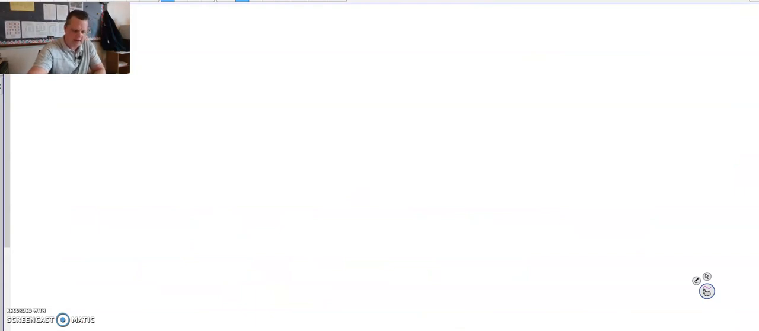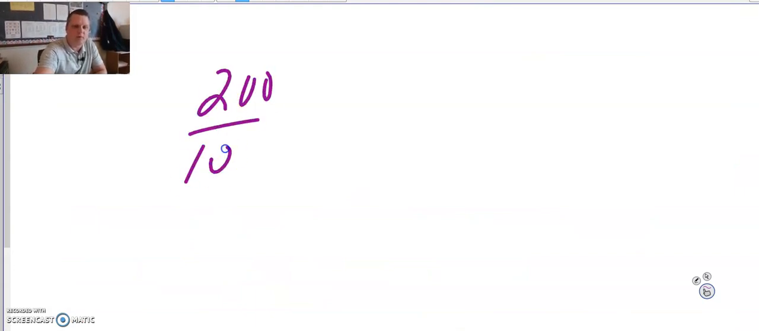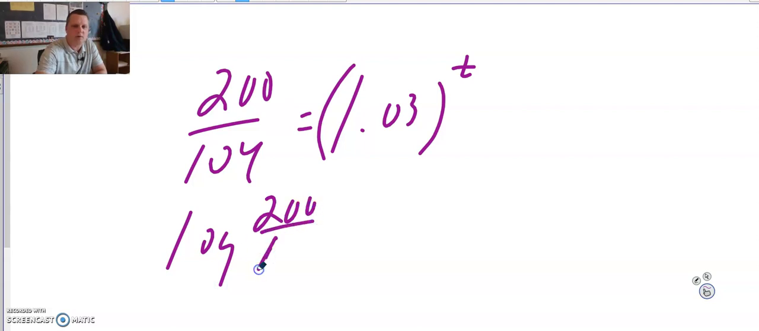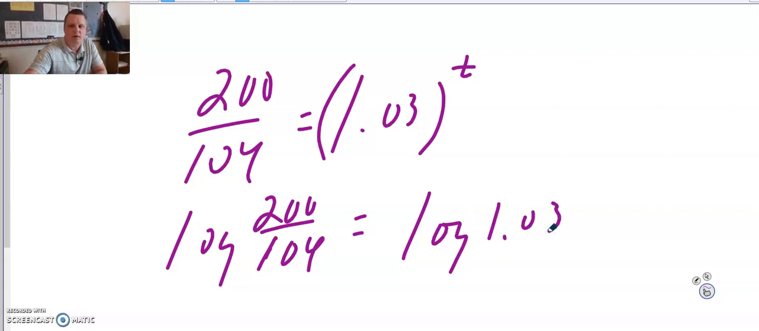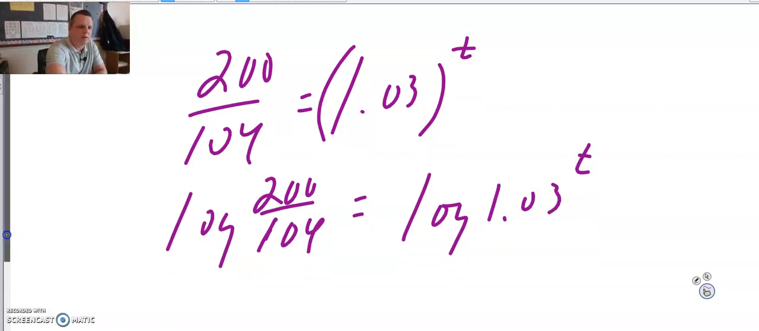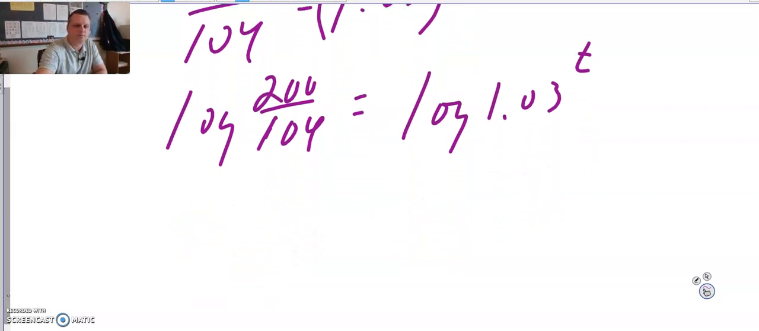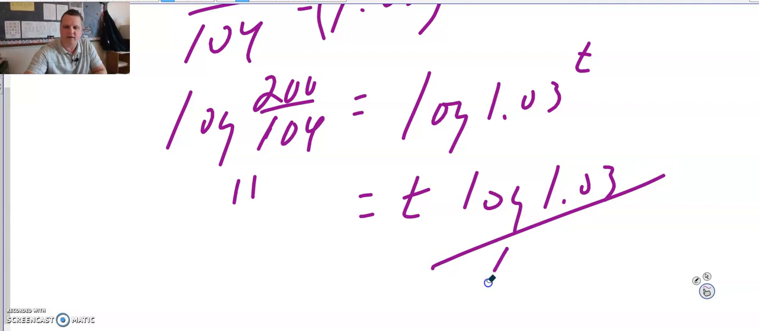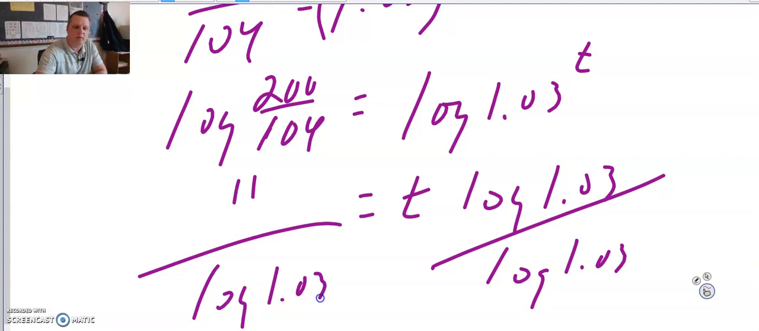So what I have is 200 over 104 equals 1.03 to the t, which you already have. So we're going to do the log of both sides. The log of 200 over 104 equals log of 1.03 to the t. Then remember the t comes out in front, so this comes down here: equals t log 1.03. All right, so now we've got to solve for t. You need to divide everything by log of 1.03.